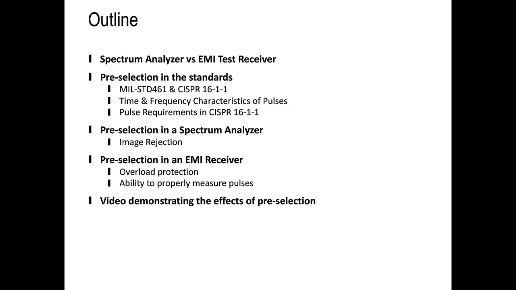So the outline today is spectrum analyzers versus EMI receivers, a very brief discussion on the difference in the architecture. And then we're going to talk about pre-selection in standards, the MIL-STD-461 and CISPR 16-1-1. And we'll cover the time frequency characteristics of a pulse and the pulse requirements of CISPR 16-1-1. We're not going to get very technical in depth, but just enough to let you know that the pre-selection matters. It's in the standards, and it wouldn't be in the standards if it didn't matter to the everyday engineer trying to make these types of measurements.